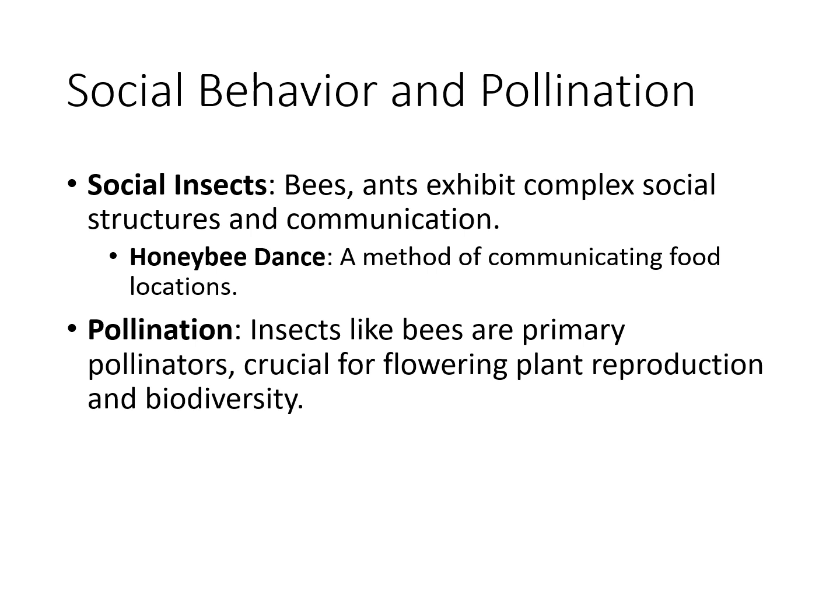Beyond their individual traits, many insects show remarkable social behaviors. Bees and ants form complex colonies with defined roles and advanced communication. A great example is the honeybee dance, used to share the location of food sources with the hive. Insects also play a crucial role in pollination. Bees, in particular, are key pollinators for flowering plants, supporting agriculture, food production, and biodiversity worldwide.